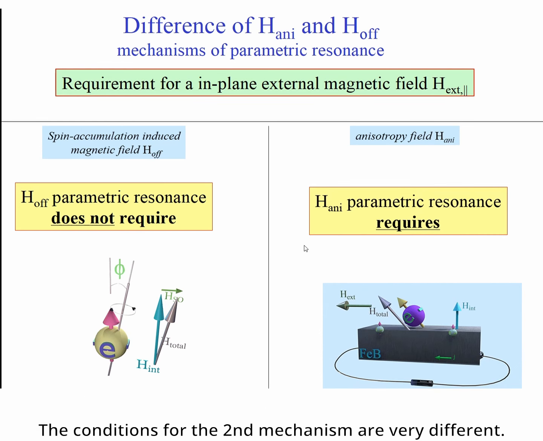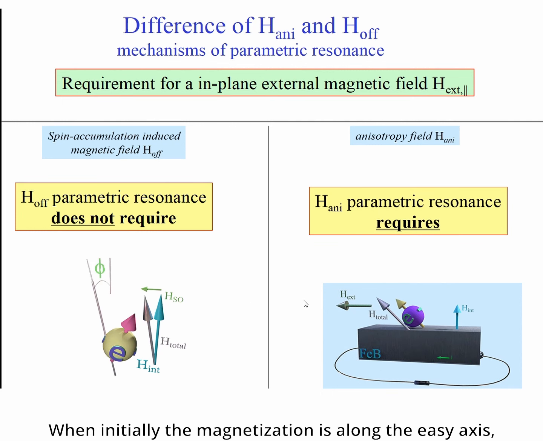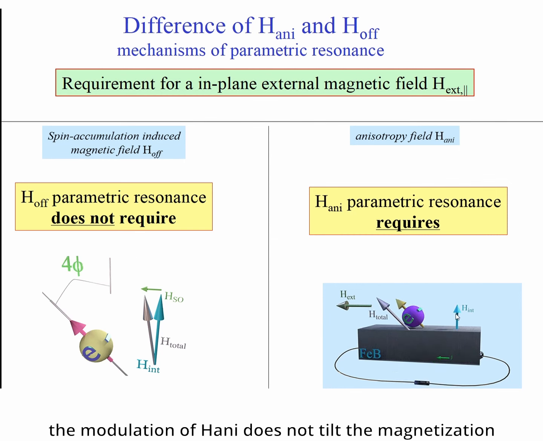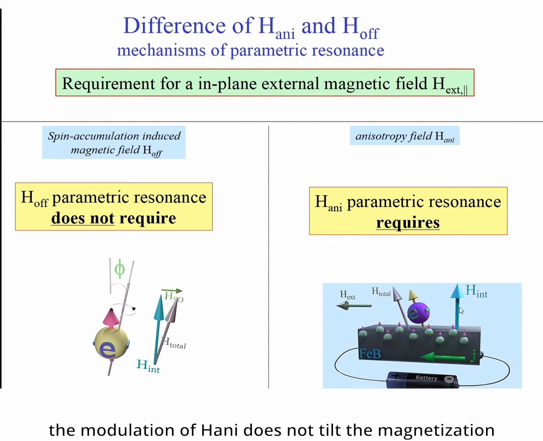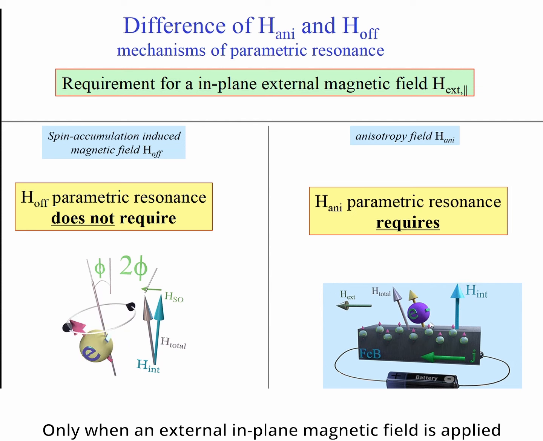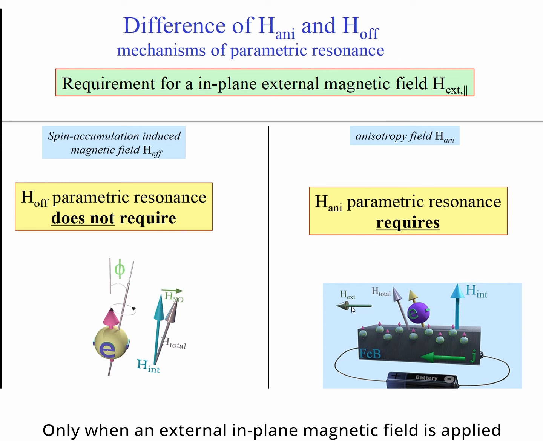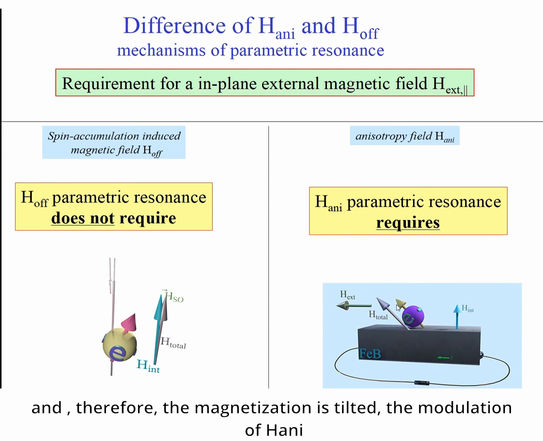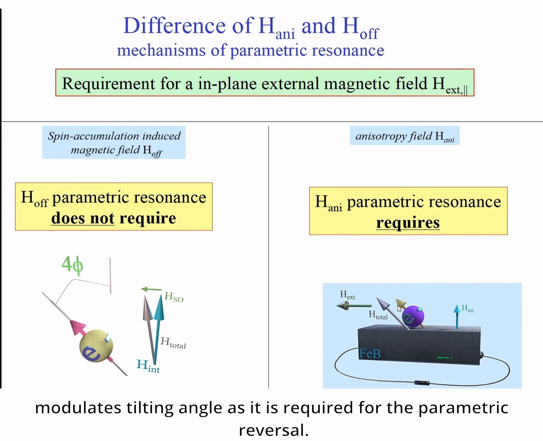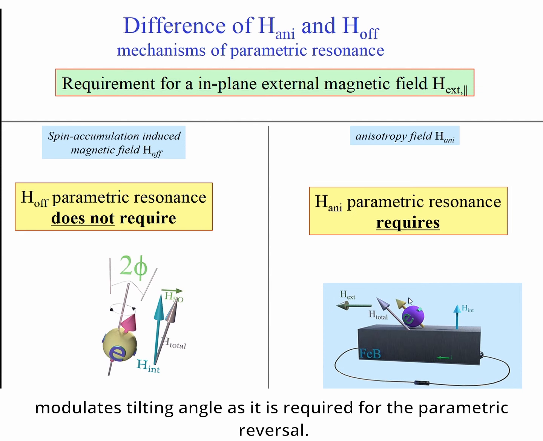The conditions for the second mechanism are very different. When initially the magnetization is along the z-axis, the modulation of anisotropy field does not tilt the magnetization and therefore cannot be used for the parametric reversal. Only when the external in-plane magnetic field is applied, and therefore the magnetization is tilted, the modulation of anisotropy field modulates the tilting angle as it is required for the parametric reversal.